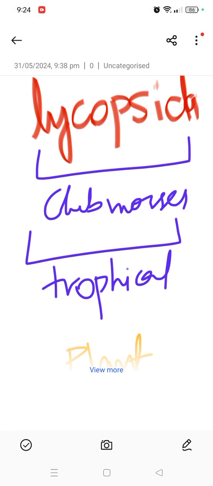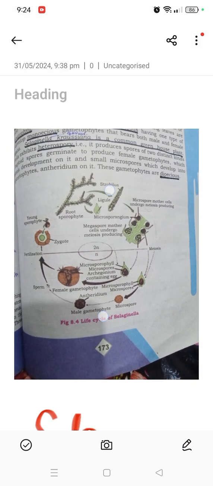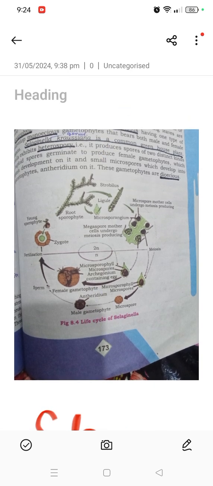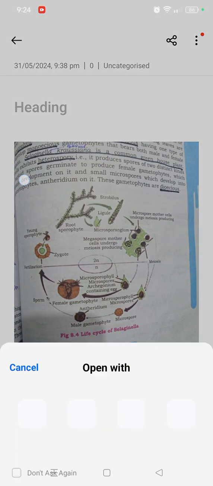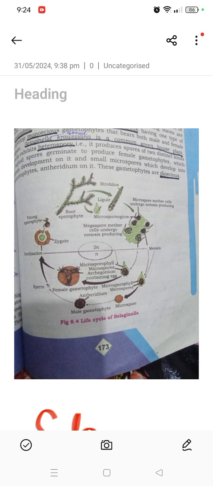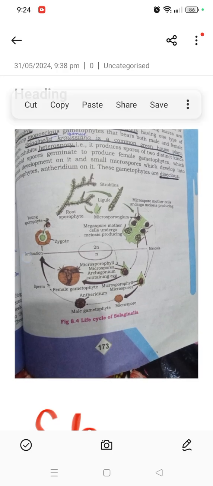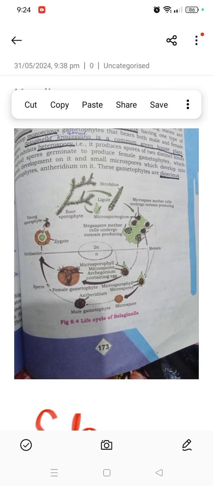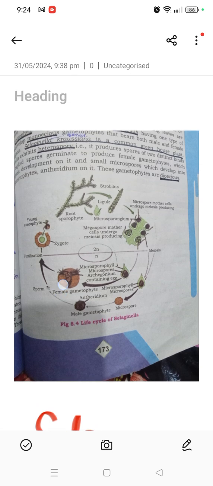We also have a picture. This is the diagram you can see. I cannot zoom it, but this is the life cycle of Selaginella, which we discussed is a common greenhouse plant. In the middle there, from fertilization to meiosis, we have the zygote, then sporocytes, then all these structures are made. In the end, you'll see here sperm is going to be made.